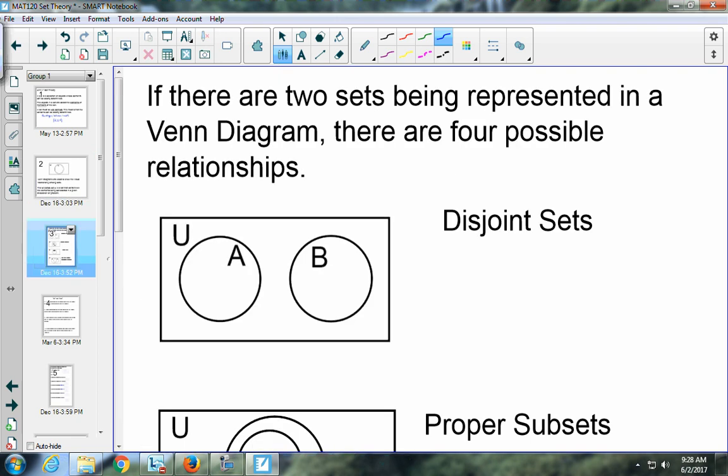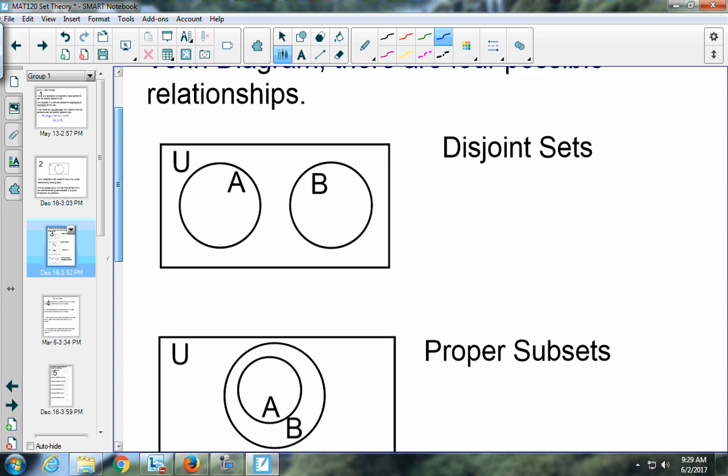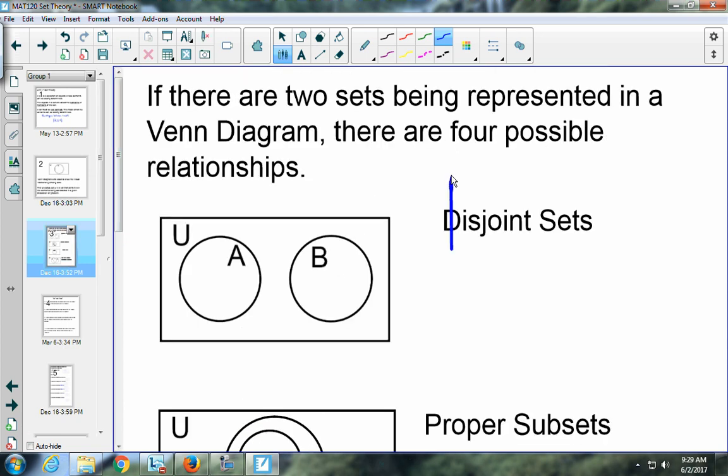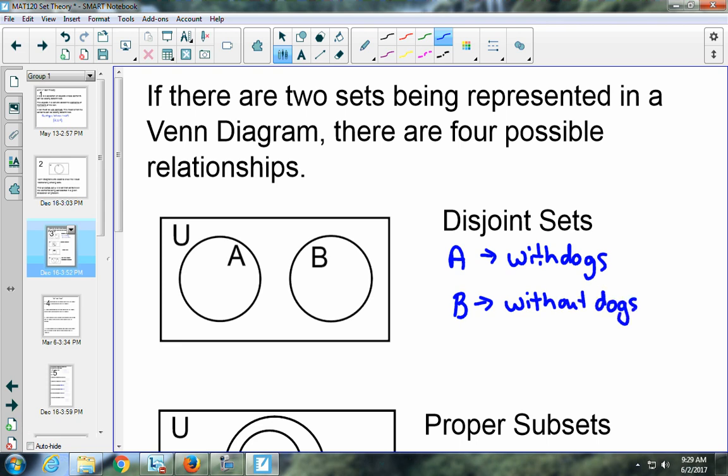When we're thinking of the different representations of sets, there's 4 ways they can be represented. The first way are completely disjoint sets, where set A and B have absolutely no overlap, nothing in common. So where we could say, set A is the set of people who own dogs. And set B is the people who do not have any dogs, who are without dogs. Right? There's absolutely no overlap. There's no way to have a dog and not have a dog at the same time.